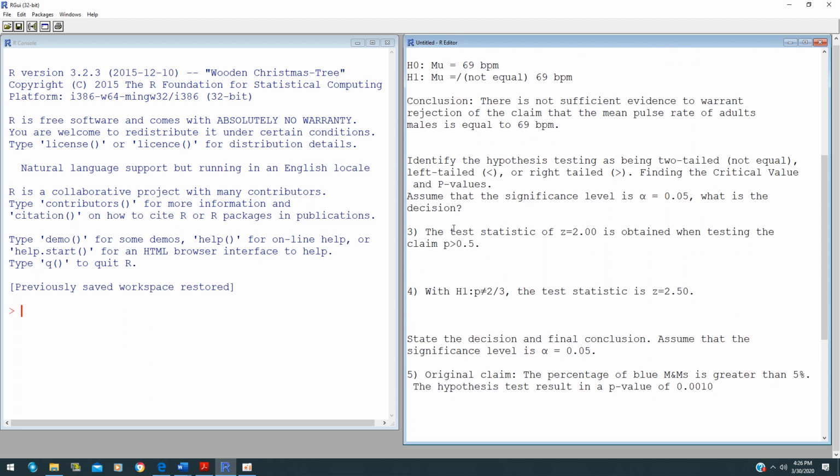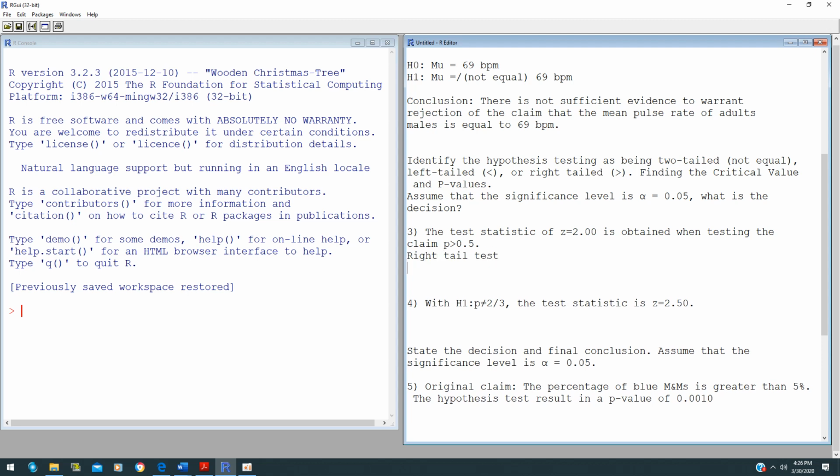Question 3 is asking that the test statistic of z equals 2 is obtained when testing the claim p is greater than 0.05. Since the claim given to us is p is greater than 0.05, this is going to be a right-tailed test.